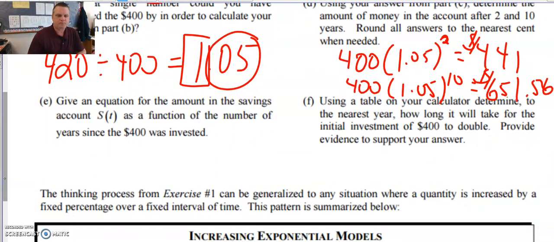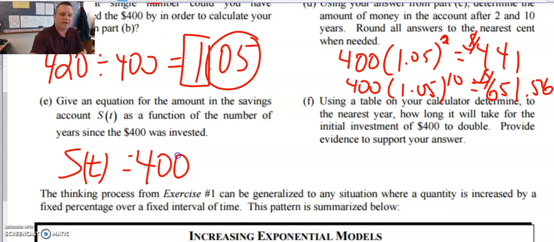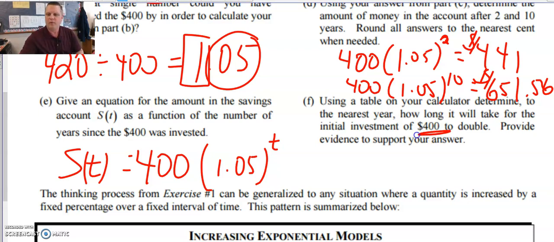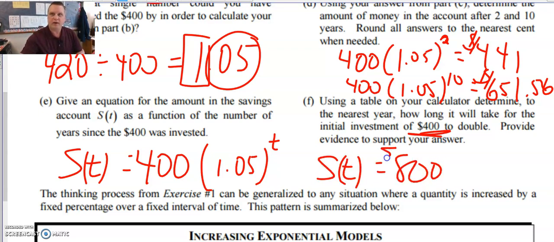Now an equation. If you want an equation for the amount of savings, S of t, as a function of the number of years since $400 were invested: S of t, your 400 is the initial amount, which we're going to see in a formula soon, and then it's 1.05 raised to the t power. Using the table in the calculator, how long will it take the investment to double? If we want 400 to double, we are looking for an S of t that equals $800.